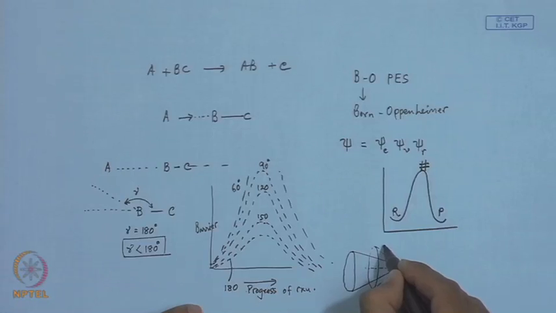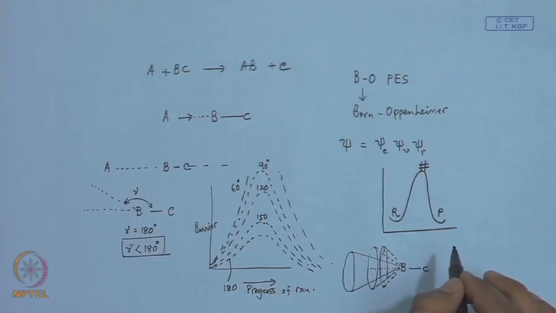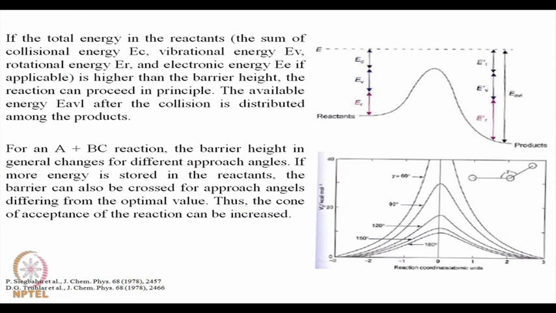In this way, this is another cone of acceptance, and the cone of acceptance is more. Thus the cone of acceptance of the reaction can be increased, and if the energy stored in the reactants is more, then the barrier can also be crossed for approach angles differing from the optimal value. The optimal value is 180 degrees, so that can be overcome.